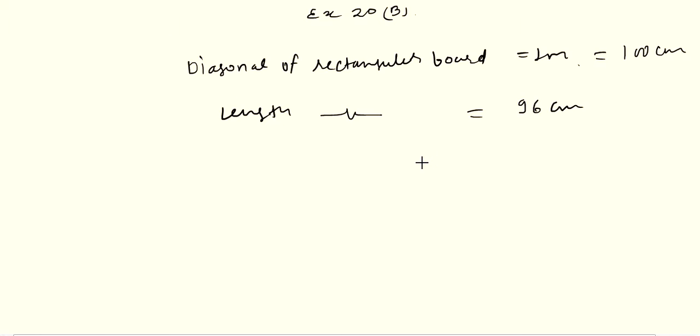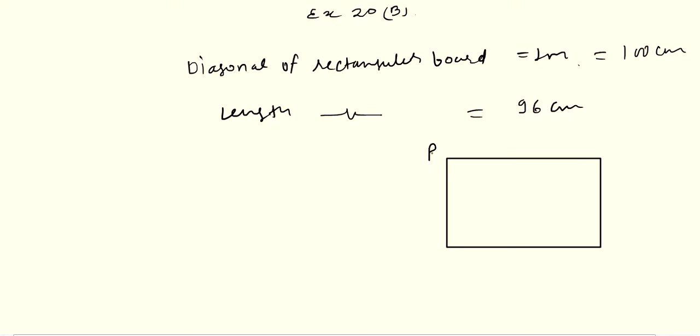Now as per the question, this is your diagram. P, Q, R, S, and this one is your diagonal. As per the question, the diagonal is 100, so this one is 100, while the length is 96, so this will be 96. As I explained in the introduction, in a rectangle and a square, each angle is 90 degrees. So as you can see, triangle SRQ is a right angle triangle.